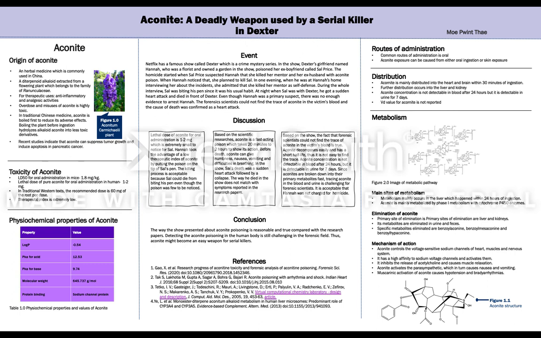That is really interesting. The forensic scientists could not find any trace of aconite in the victim's blood, and then the cause of death was confirmed as a heart attack.